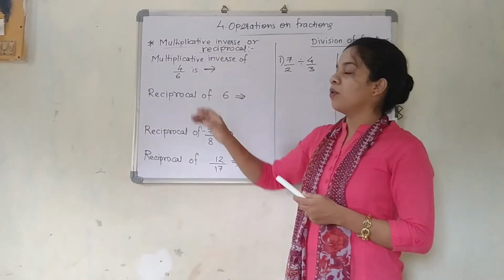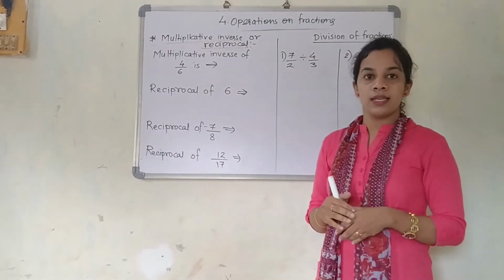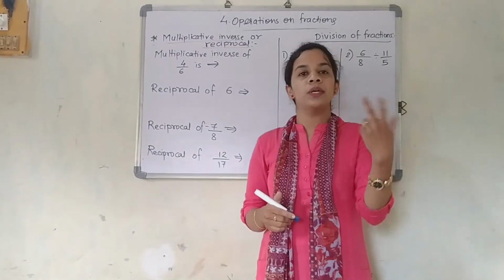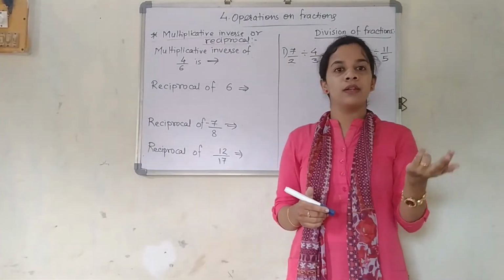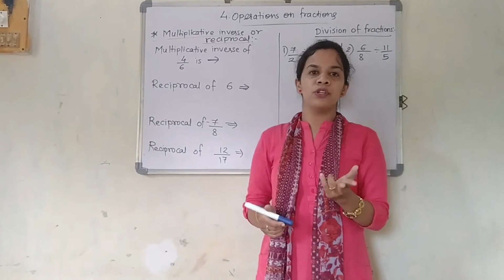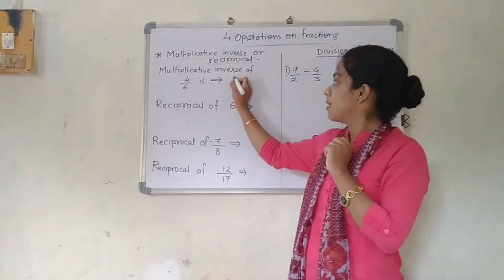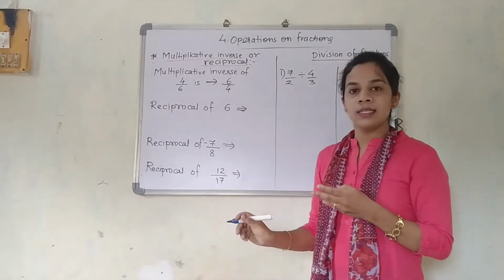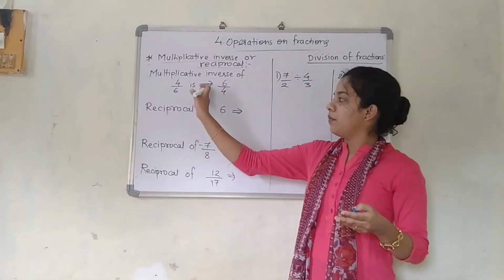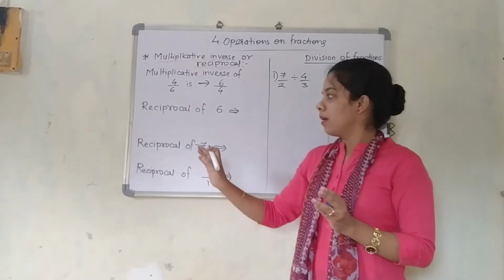Multiplicative inverse of 4 upon 6. What is the multiplicative inverse? Just do it opposite. Numerator will go to the denominator and denominator will go to the numerator. So the multiplicative inverse of 4 upon 6 is 6 upon 4. It is that simple. Multiplicative inverse and reciprocal, it is seen.